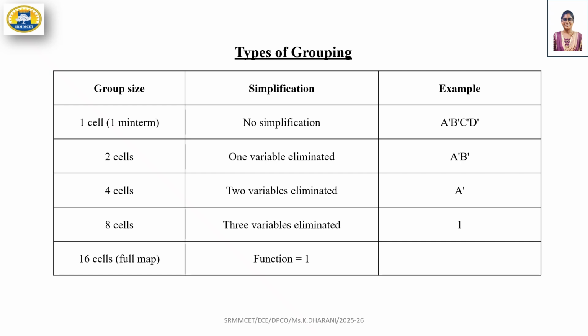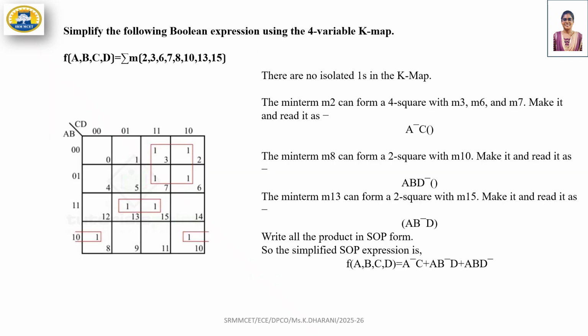So the thing is, while simplifying the expression, we have to group a K-map from the left to the right of a column and top to the bottom of the rows. Yeah, this is an example problem. We are going to see it. You can have a look at the question: simplify the following Boolean expression using a 4 variable K-map. For example, they have given f of A, B, C, D equal to summation of m.